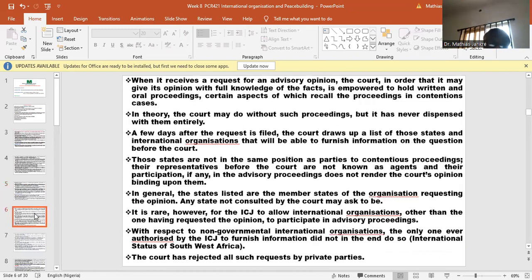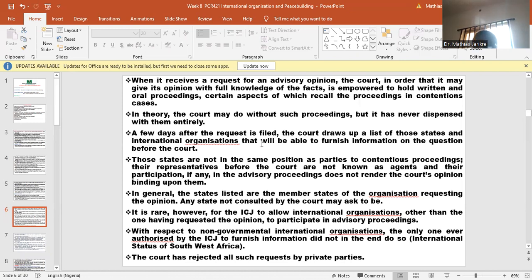When it receives a request for an advisory opinion, the court, in order that it may give its opinion with full knowledge of the facts, is empowered to hold written or oral proceedings, certain aspects of which are similar to the proceedings in contentious cases. In theory, the court may do without such proceedings, but it has never dispensed with them entirely.